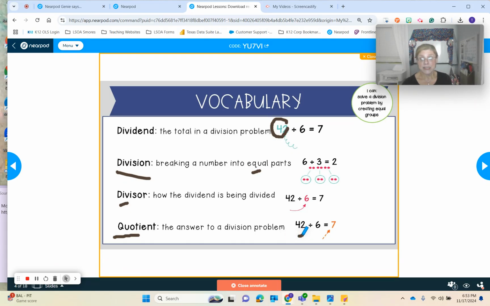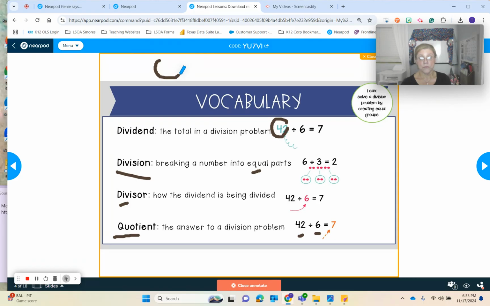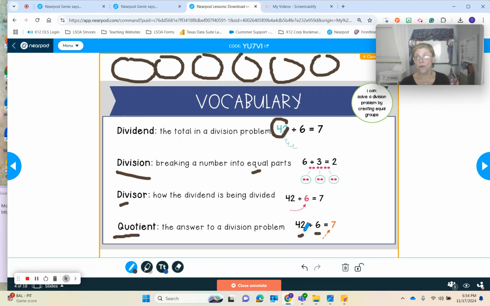So we have 42, and we're going to break that 42 into 6 equal groups. Well, how many are in those 6 equal groups? So if you look right up here, I have 42, and let's say I'm going to put 6 groups, 1, 2, 3, 4, 5, 6. And I'm going to count to 42. I'm going to change my pen color to red.